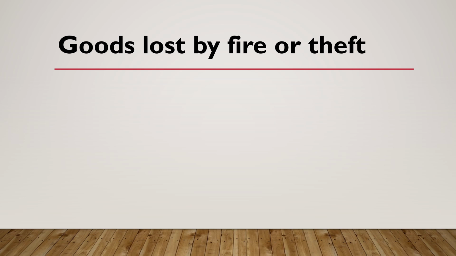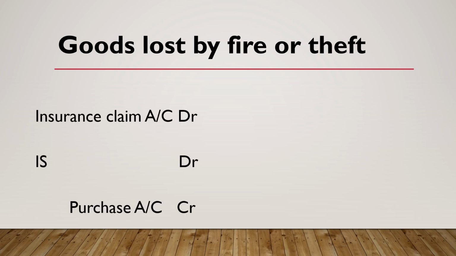If we are getting insurance, then we are going to debit the insurance claim account and debit the income statement, and we are going to credit the purchase account. Debit of the insurance claim shows the cash given by the insurance company. It should be added to the cash account. And the debit in the income statement shows the loss. It should be transferred to the income statement.